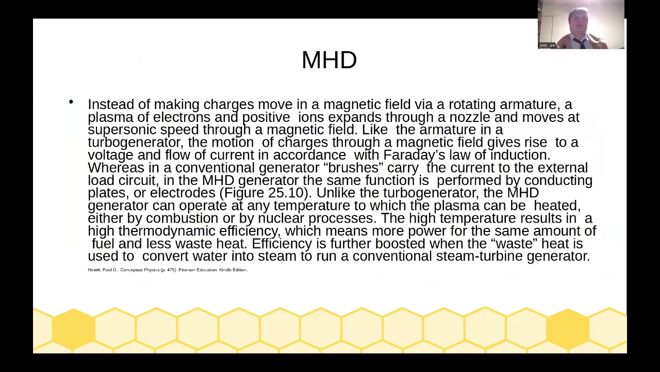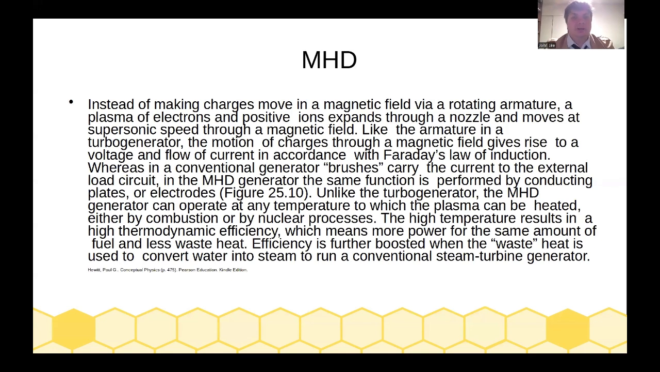Instead of making charges move in a magnetic field via a rotating armature, a plasma of electrons and positive ions expands through the nozzle and moves at supersonic speed through a magnetic field. Like the armature on the turbo generator, the motion of charges through the magnetic field gives rise to a voltage and flow of current in accordance with Faraday's law of induction. Whereas in a conventional generator, brushes carry this current to the external load circuit, in the MHD generator, the same function is performed by conducting plates or electrodes.